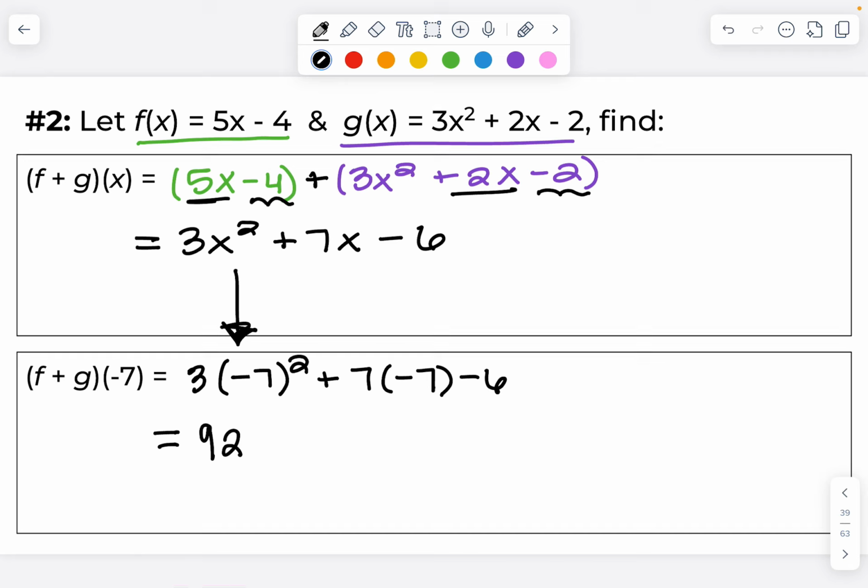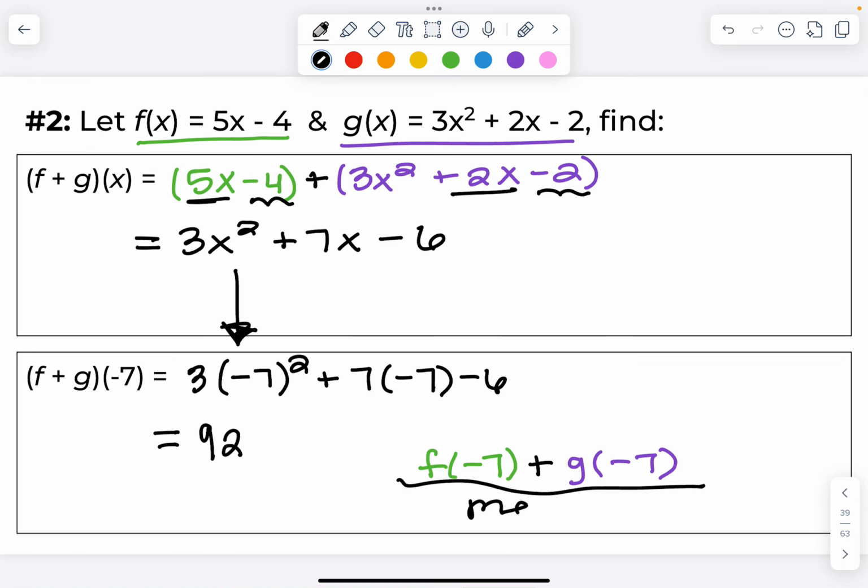So that is addition when we plug something in. It's the exact same thing as when we did the multiplication. It's the same process; the operation that we did initially is just different. So instead of doing multiplication, we did addition between our two functions. If you had done it out, you would have taken whatever you got for f of negative 7 and added that to g of negative 7. So this would have been method 2, if you wanted to do it that way.